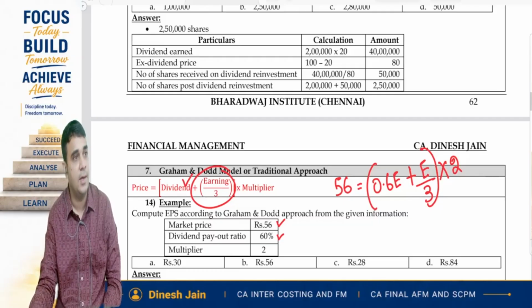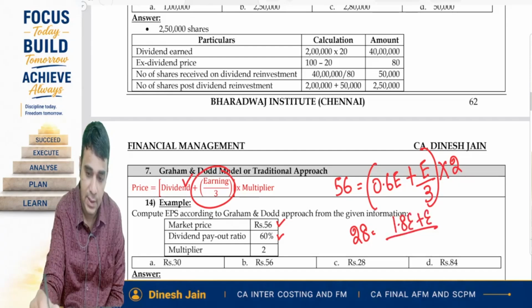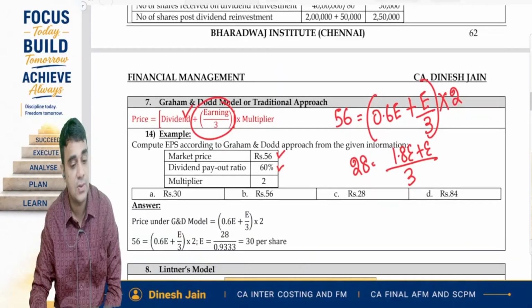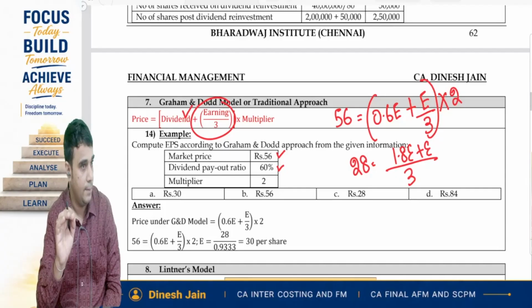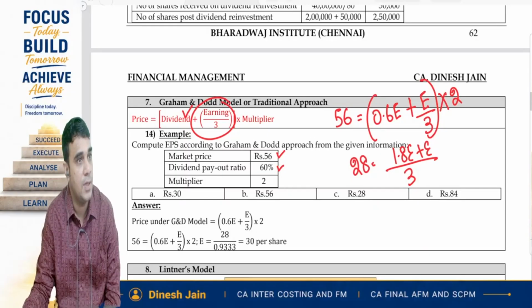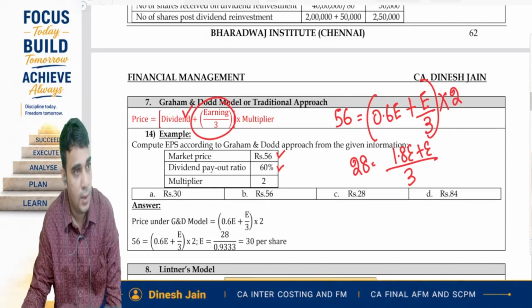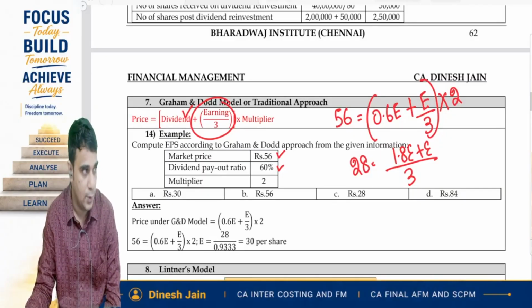Fifty-six, 2 will go the other side, will become 28. 1.8 E plus E by 3. E will become 30. This is called the Graham and Dodd model. According to this model, 100% payout is always best. 100% payout. There is no R by KE, nor R equal to KE, no R greater or lesser. According to the model, pay full dividend. Right, wrong and all, we are not debating on it, but according to the model, pay full dividend.